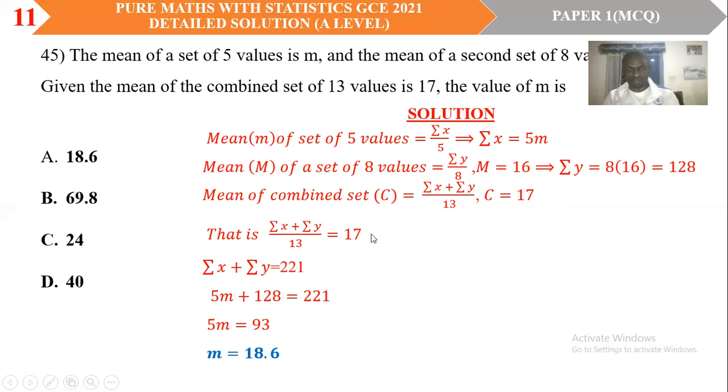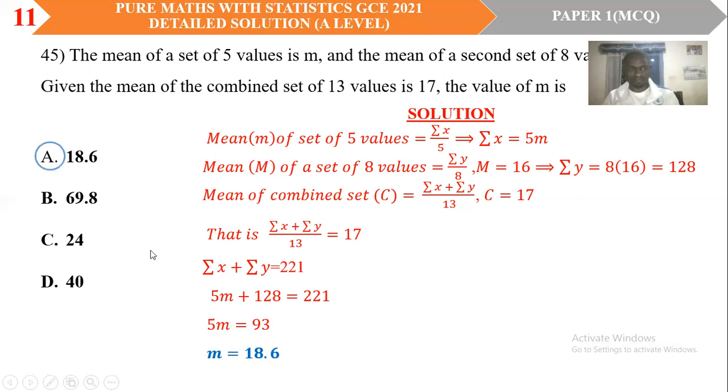Cross multiply by 13, and that gives summation x plus summation y equals 221. We replace summation x and summation y with the values obtained above. Summation x is replaced by 5m, summation y is replaced by 128, and if we send 128 to the other side, 5m will be equal to 93. Dividing both sides by 5 gives m to be 18.6.